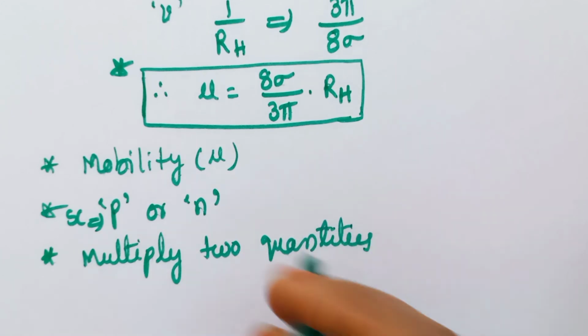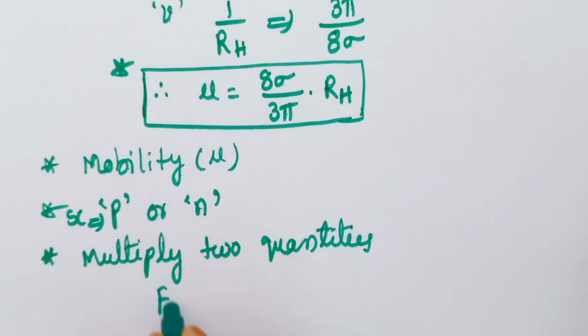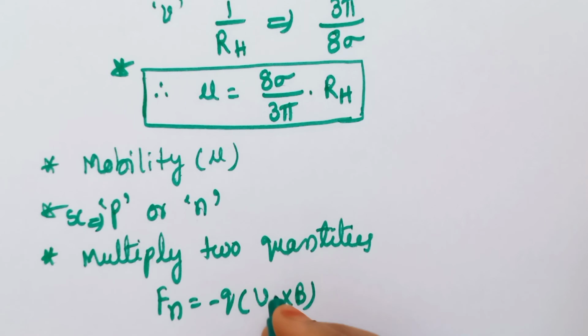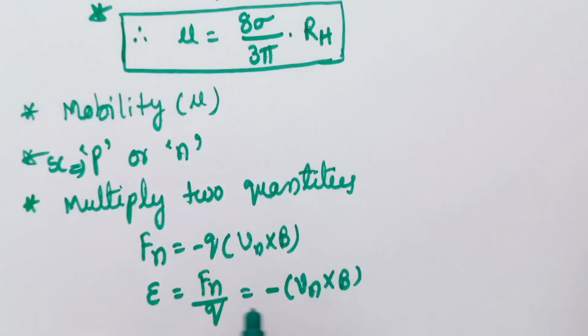Why? Here is a small analysis. Fn is equal to minus q into Vn into B, that is, the force is equal to q into v into magnetic flux density. So we can write the expression for epsilon as Fn by q, that is equal to minus Vn into B. Here the Hall effect can be used to multiply the velocity as well as the magnetic flux density. This is the case for N type. Similarly, we can write it for P type also, replacing N by P for a P type semiconductor.